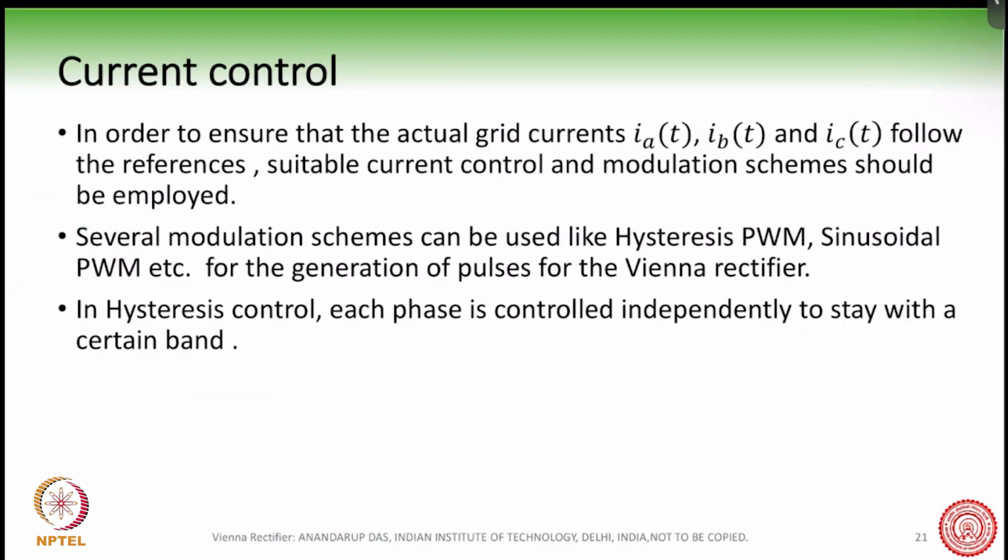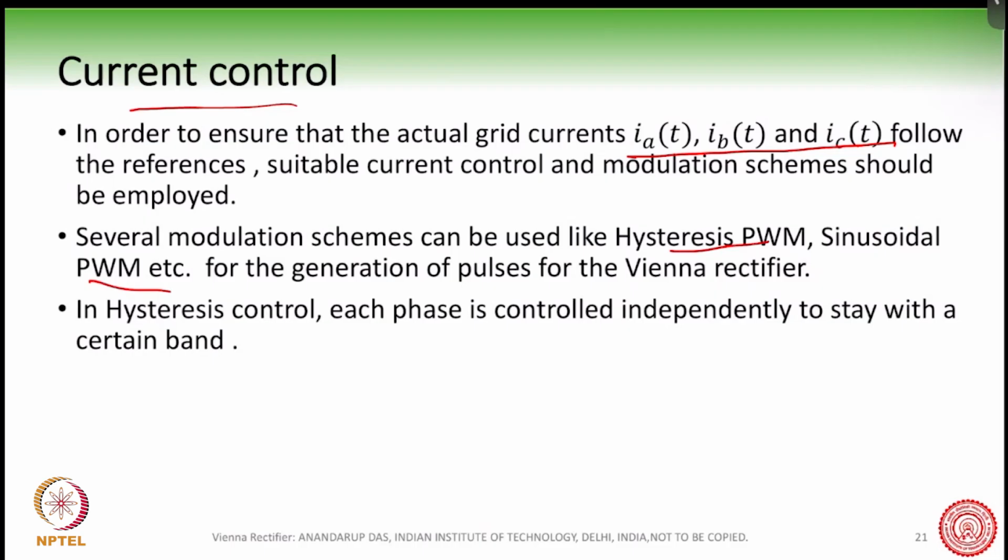Okay, so now we can say how we do the current control. Now things will become very simple for us. So how do you do the current control? You basically have to control the currents IA, IB, IC in sinusoidal fashion and at unity power factor. You can use several modulation schemes like hysteresis PWM and sinusoidal PWM.